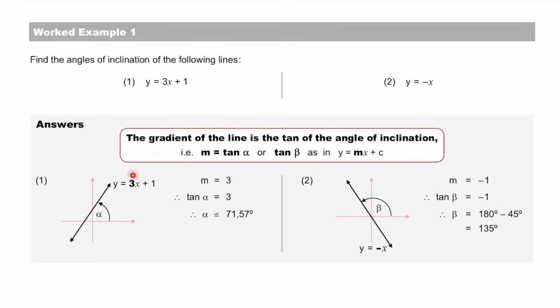So, a positive gradient results in an acute angle of inclination, and a negative gradient results in an obtuse angle of inclination.